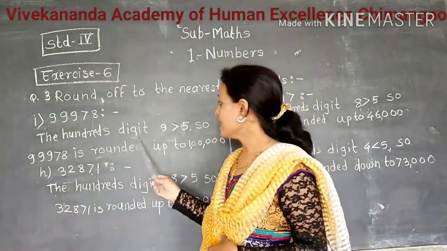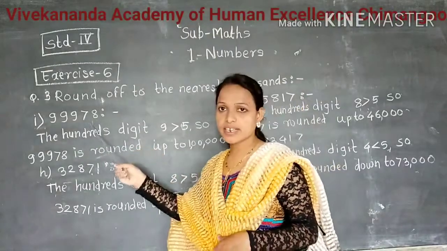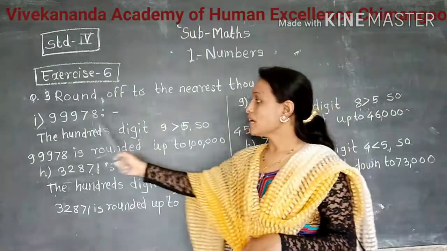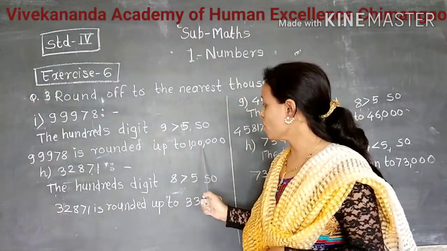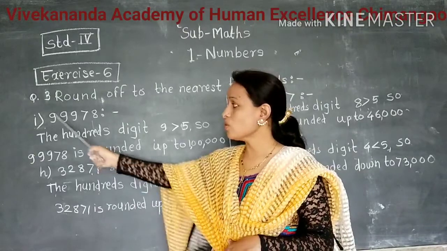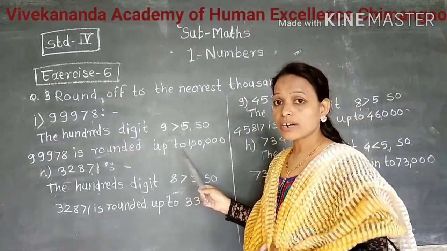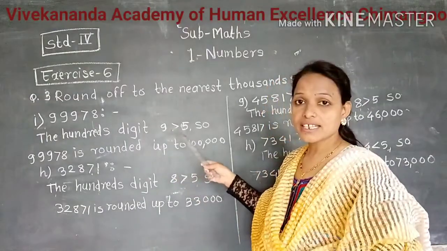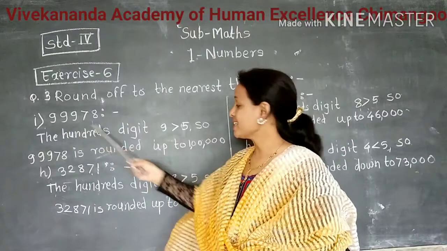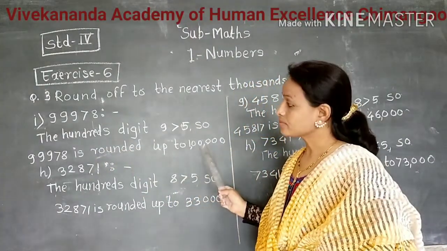99,978. Here the hundreds digit is 9, which is greater than 5. So the ones digit 8 is replaced by 0, tens digit 7 replaced by 0, hundreds digit 9 replaced by 0, and the thousands digit 9 is increased by 1. 9 plus 1 is 10. So our right answer: the hundreds digit 9 is greater than 5, so 99,978 is rounded up to 1 lakh. Next number.